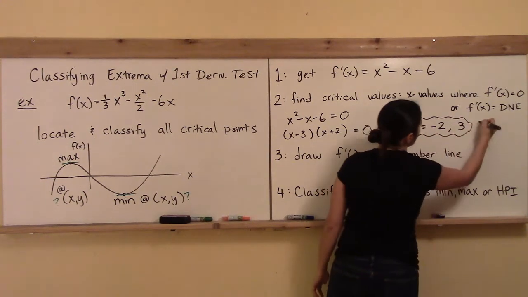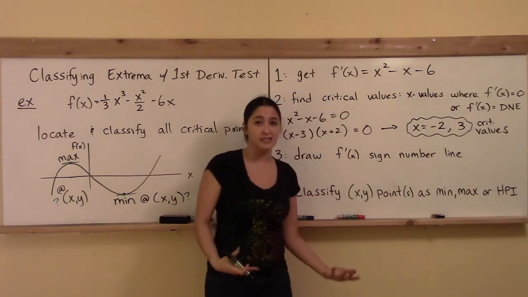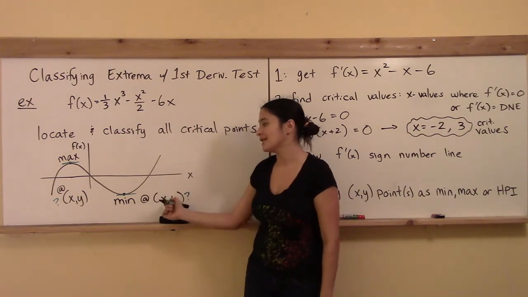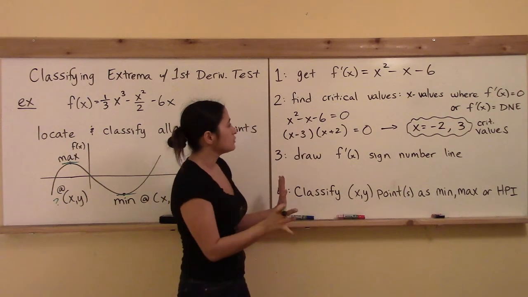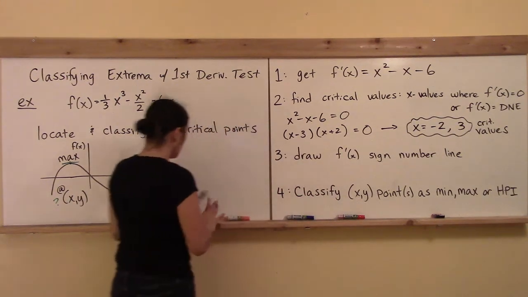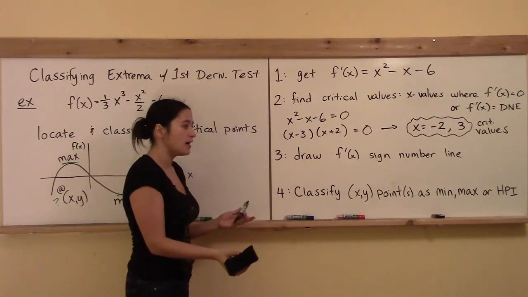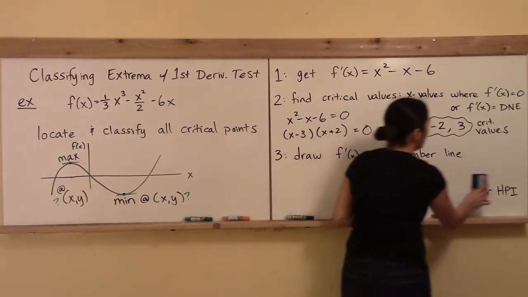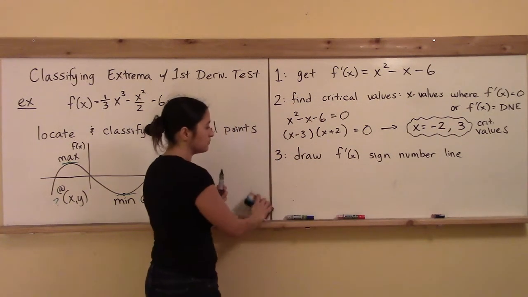So here in this bubble, we have the critical values, but we don't have the critical points yet because we haven't taken each value and plugged it back into the original function in order to get the x, y point. That x, y point will be the answer in step 4. It looks like we're about halfway done. Got the derivative, set it equal to 0, found those critical values. Now we're going to draw the f prime sign number line, and then later in step 4 we're going to classify each of those critical points as a min, max, or HPI, and we'll have to fill in the detail of what the y coordinate was. Remember, we haven't yet found the y coordinates for each one of our critical values.